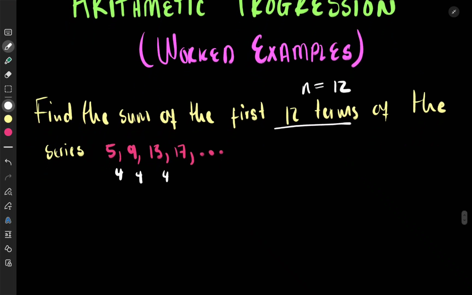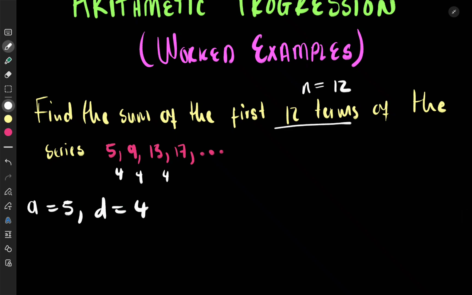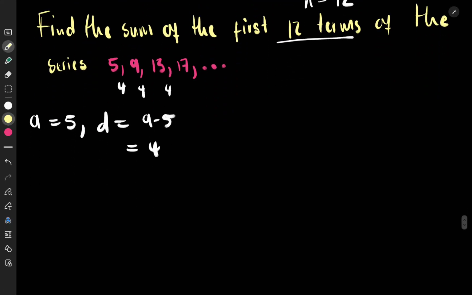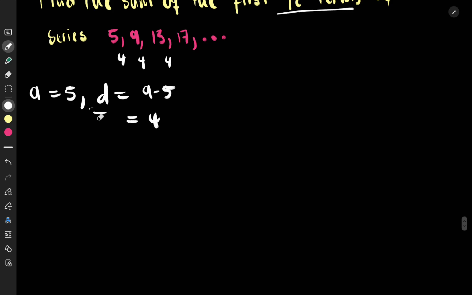Once you see that it's an AP, now you're going to say a is equal to 5 and d is going to be equal to 4. You want to always have these two. So d will be 9 minus 5, which is equal to 4. So now I have my a and I have my d, and because I know that it is a and d, it's definitely an arithmetic progression.